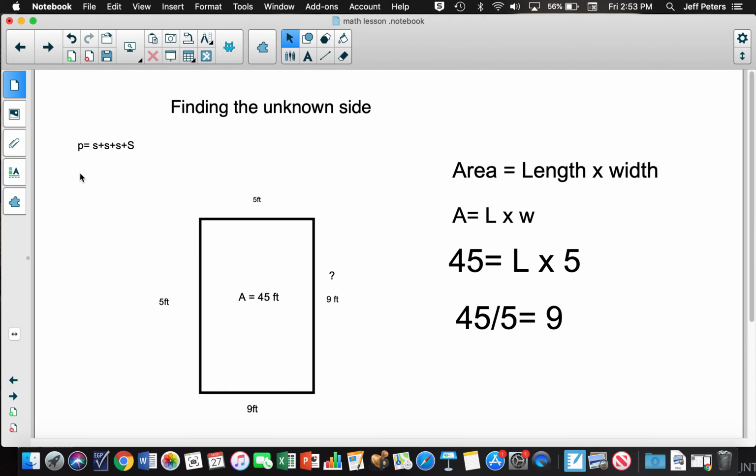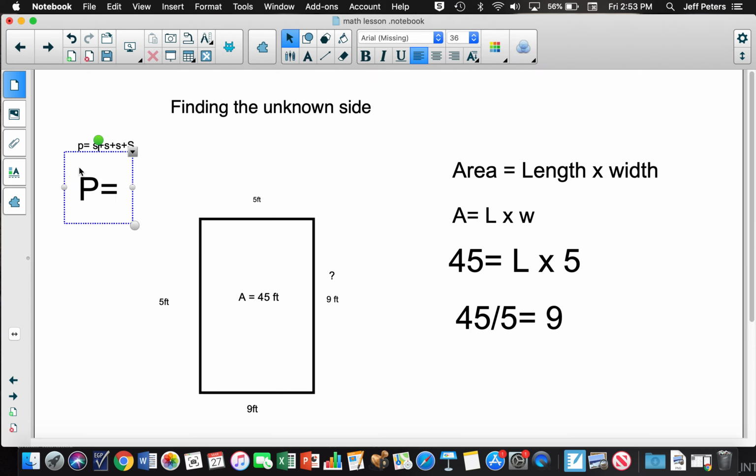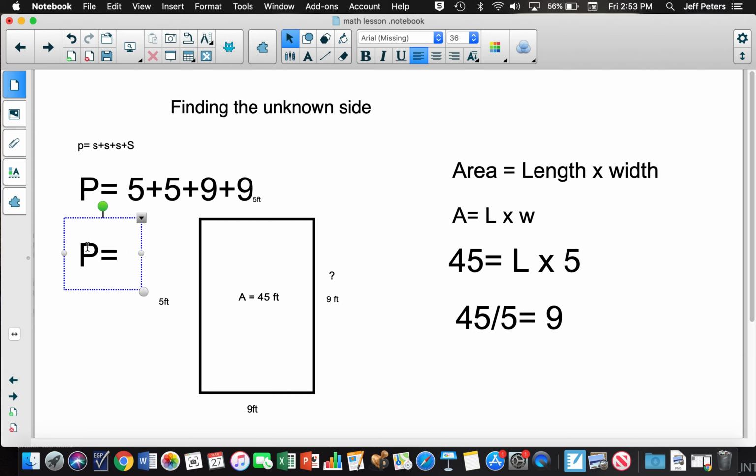Okay, we have perimeter equals, so now we can go ahead, perimeter equals 5 plus 5 plus 9 plus 9. Perimeter equals 18 plus 10 is 28, and it is feet.